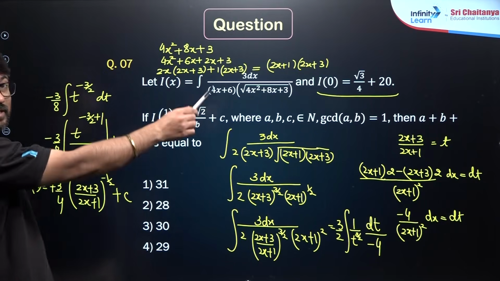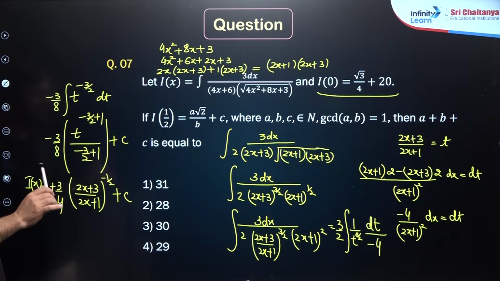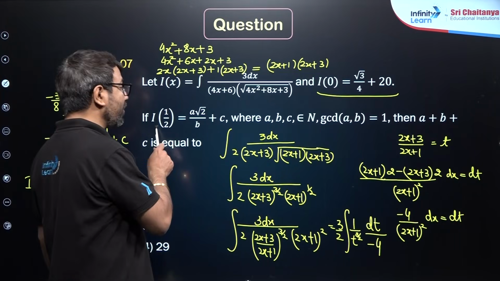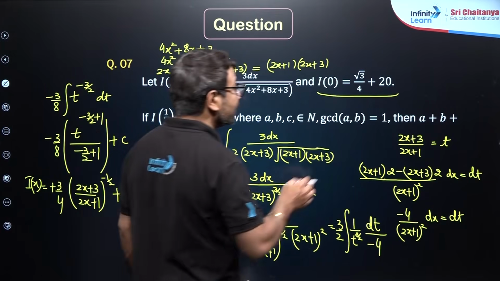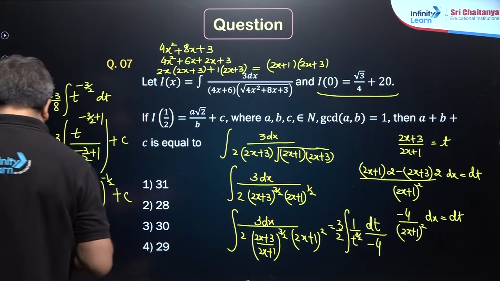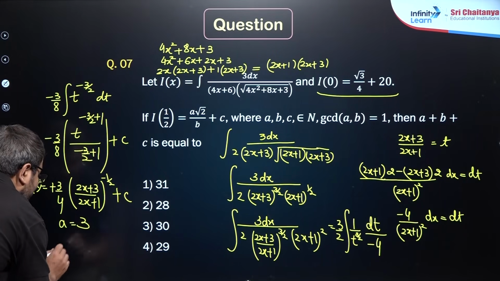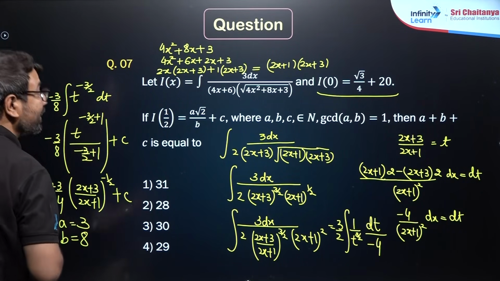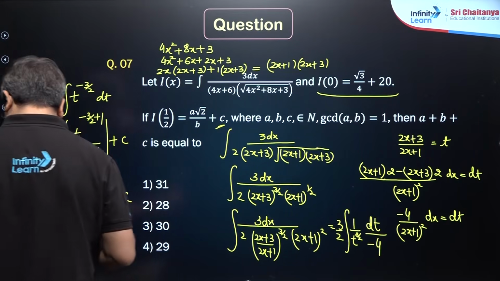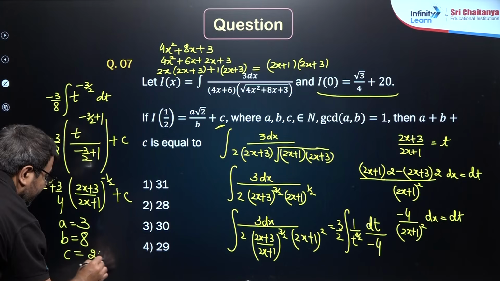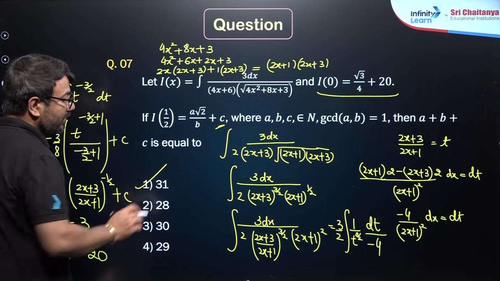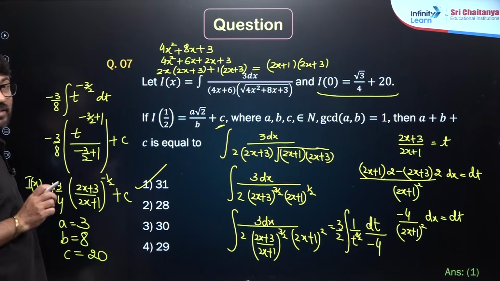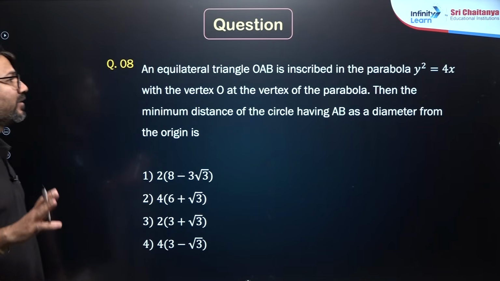Now they have said I of 0, so you substitute x value 0, you will find c. And over here I of half also they have given. That means they are asking you the value of a, b, c, and then they are asking you to find a plus b plus c. So if you simplify this, you will have a value 3, you will have b value 8, and c is a value which is written as a constant over here. So you will have c value 20. Ultimately a plus b plus c will become 8 plus 3, 11, 11 plus 20, so that will become 31. So 31 is given to us in the first option. That is why the first option will be the final answer.